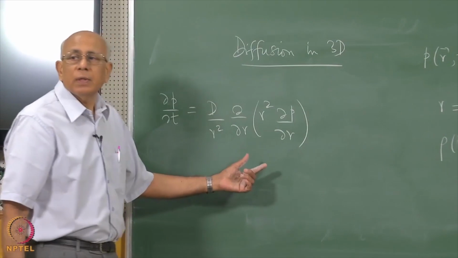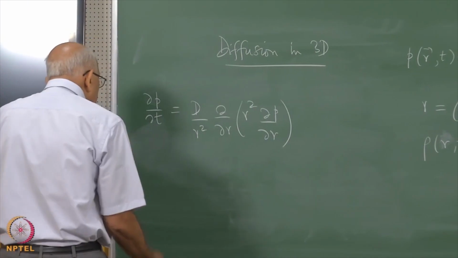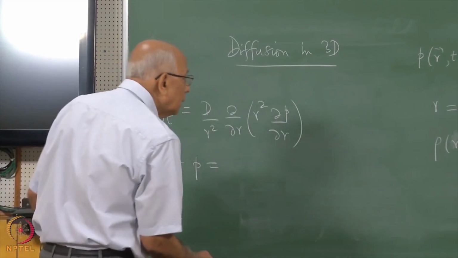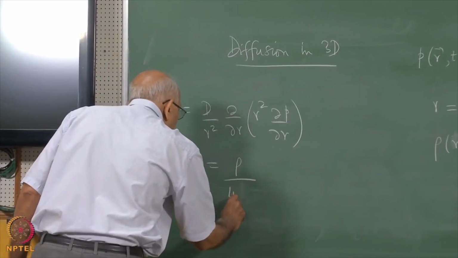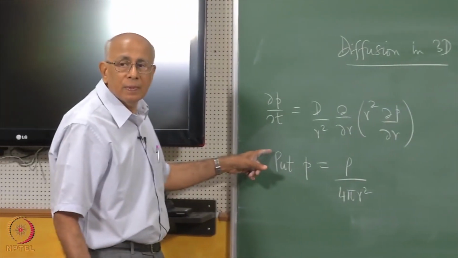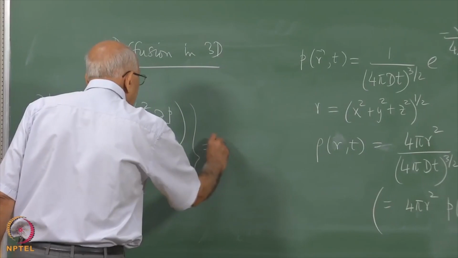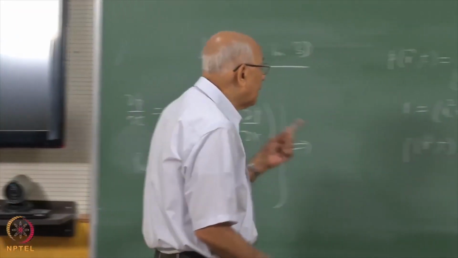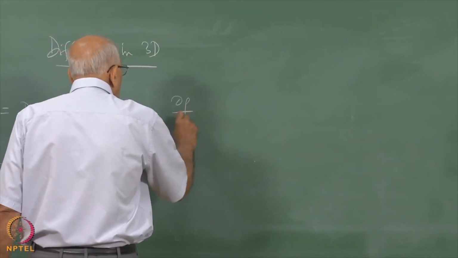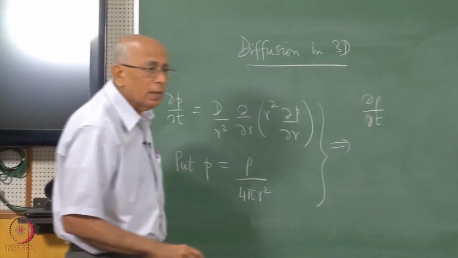This is the radial part of the del squared operator. And now let us put P equal to rho divided by 4 pi r squared into this equation. Okay. So this will imply an equation for rho which is precisely the Fokker-Planck equation for rho. This is going to imply that delta rho over delta t, we get an equation for this guy here.